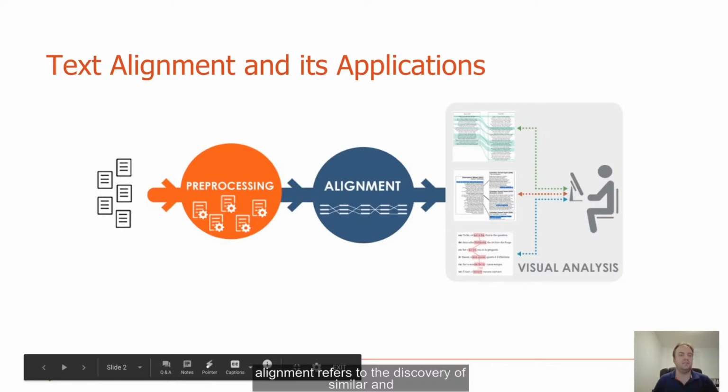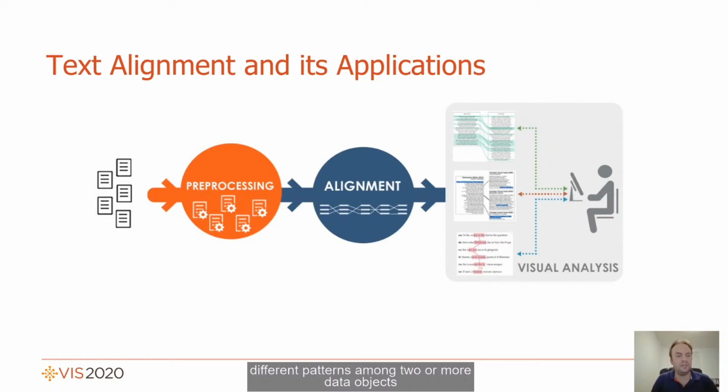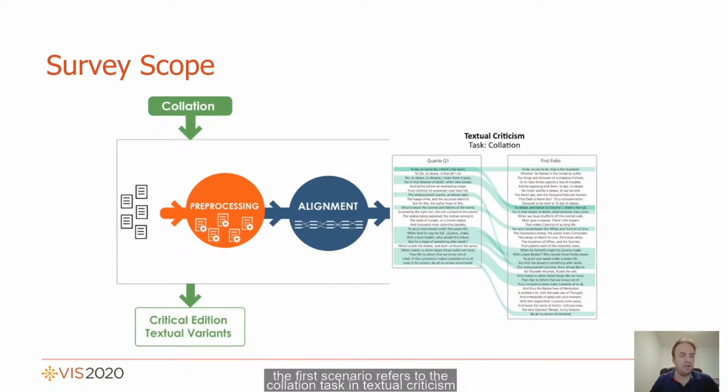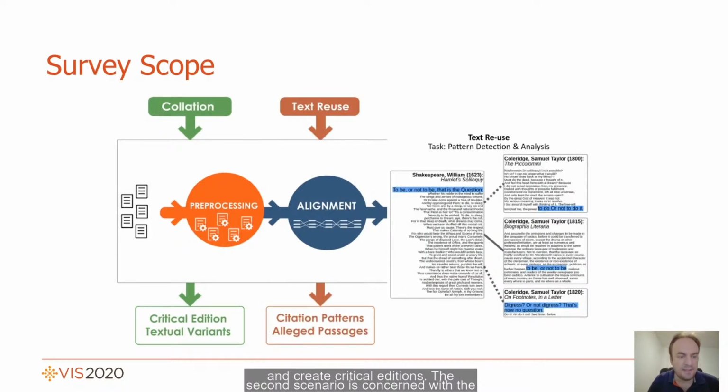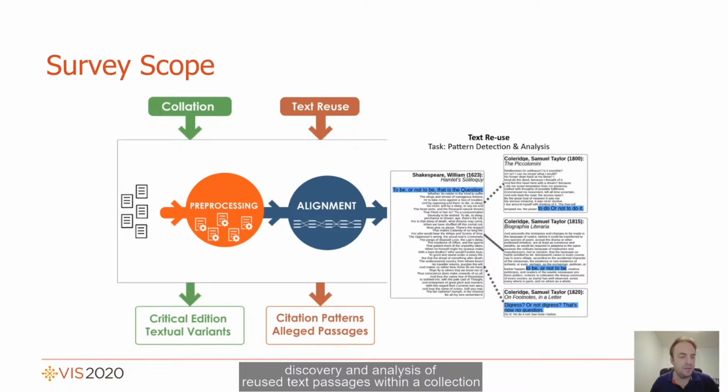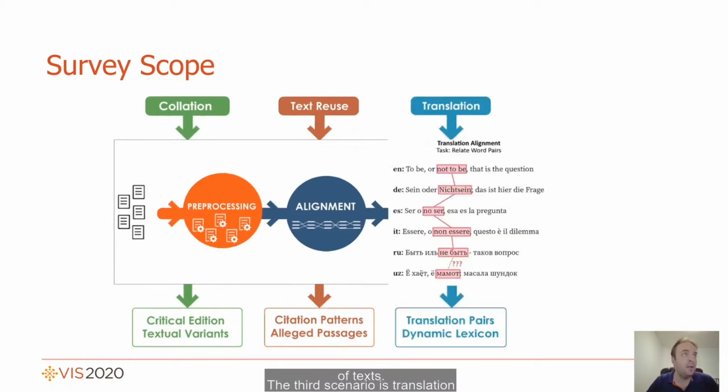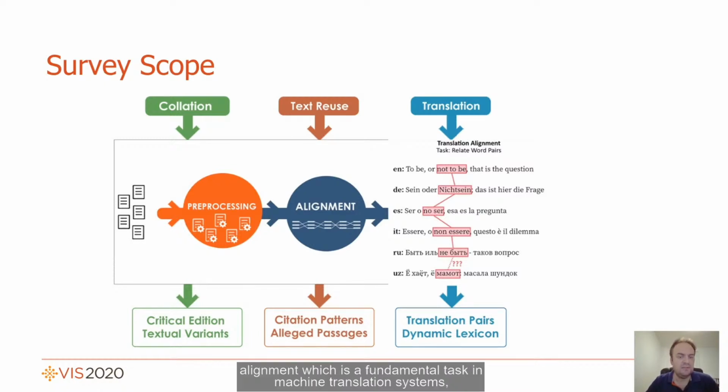Alignment refers to the discovery of similar and different patterns among 2 or more data objects. It's a fundamental and widely used technique in many fields like NLP, computational linguistics, and digital humanities. In this survey, we discussed 3 scenarios. The first scenario refers to the collation task in textual criticism, aiming to investigate textual variation across different versions of text and create critical editions. The second scenario is concerned with the discovery and analysis of reused text passages within a collection of text. The third scenario is translation alignment, which is a fundamental task in machine translation system, where text fragments are aligned with their translations at word, sentence, or paragraph level.